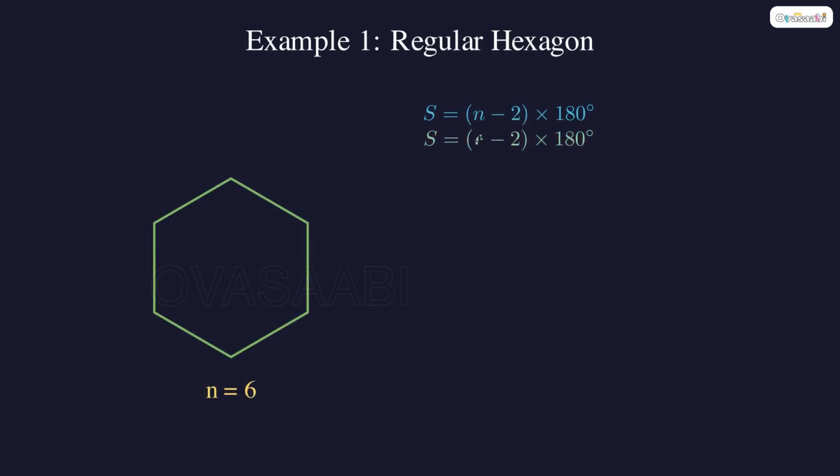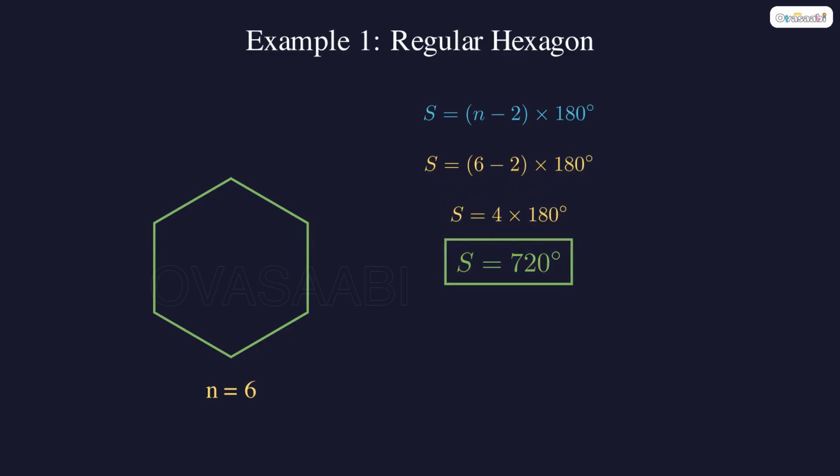Example 1. Find the sum of interior angles of a regular hexagon. n equals 6, so S equals (6 minus 2) times 180. That gives us 720 degrees.